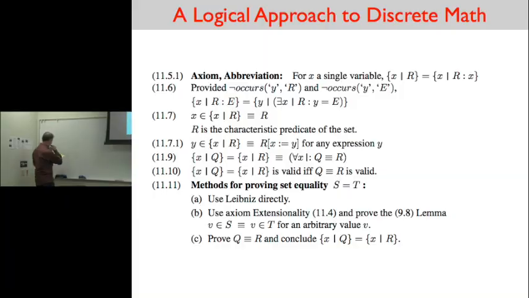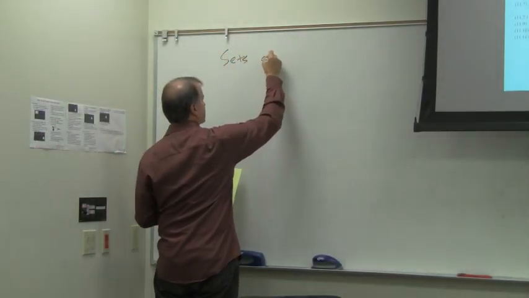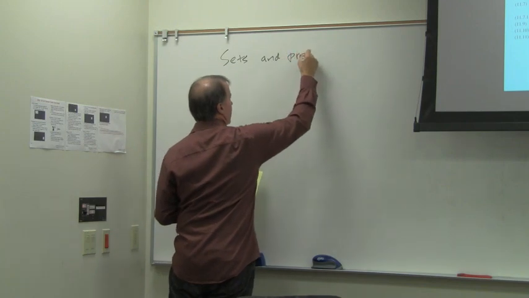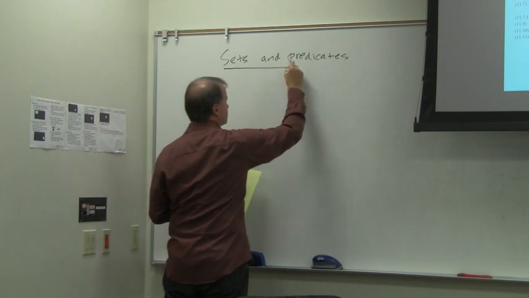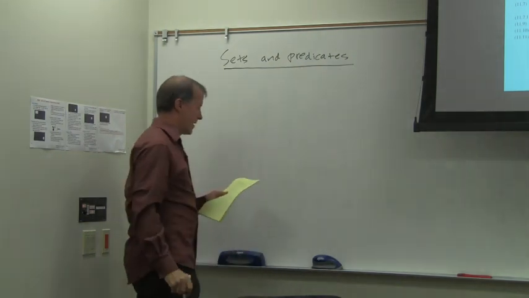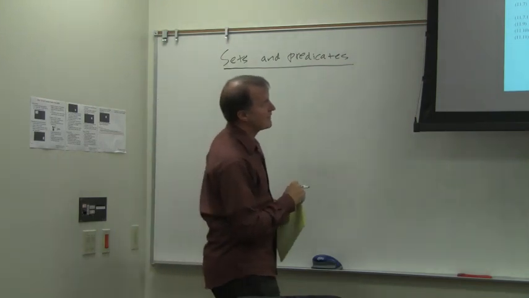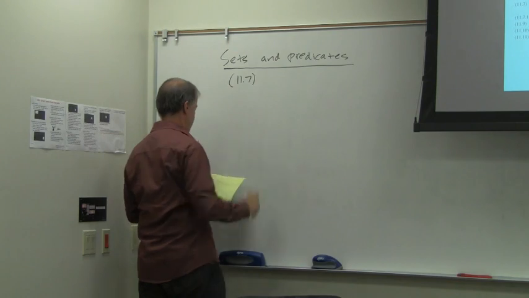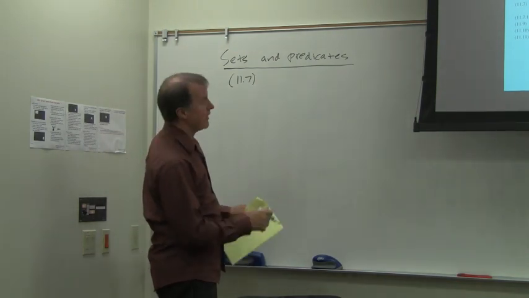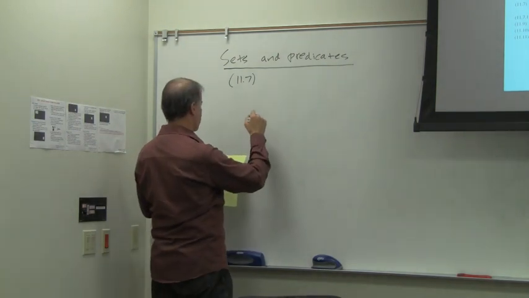Okay, so now the next topic is sets and predicates. Now, 11.7, this is 11.7. Okay, so now actually you're going to prove this in the homework. 11.7 is a theorem proved in the homework.